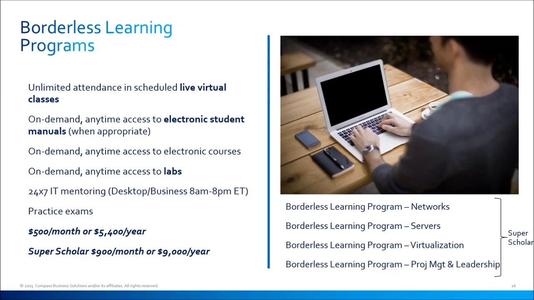So if you happen to be reviewing an electronic session and you have a question, you can ask an expert, and they're available 24/7 to you. You can also, if you need to earn a certification, access a practice exam. So for $500 a month or $5,400 a year, you can access any one of the 4 networks, servers, virtualization, or project management and leadership programs. Or for $900 a month or $9,000 a year, you can access anything in all of them.